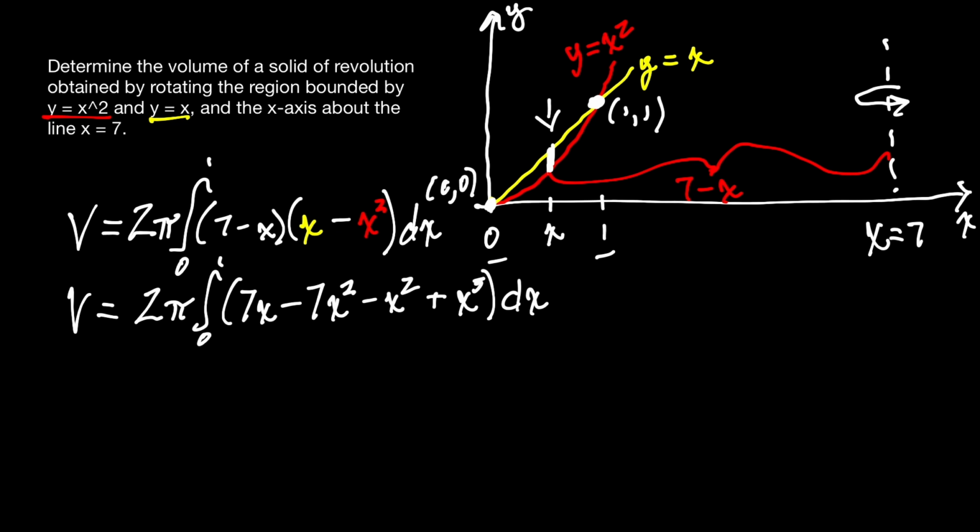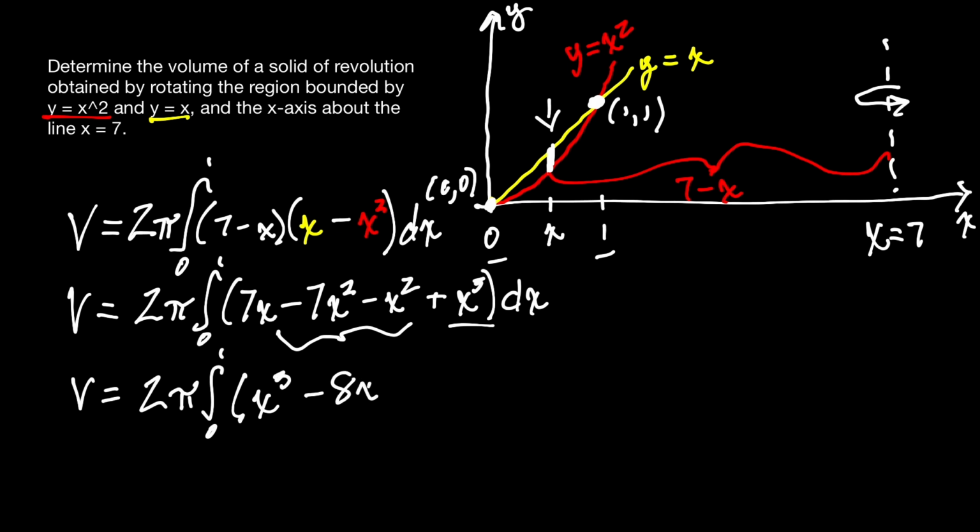I have some like terms to combine. So volume equals 2 pi, and then we'll integrate from 0 to 1 of, and I'll probably write my x cubed first, minus 8x squared, plus 7x. So there we go, with respect to x. So let's go ahead and integrate now.